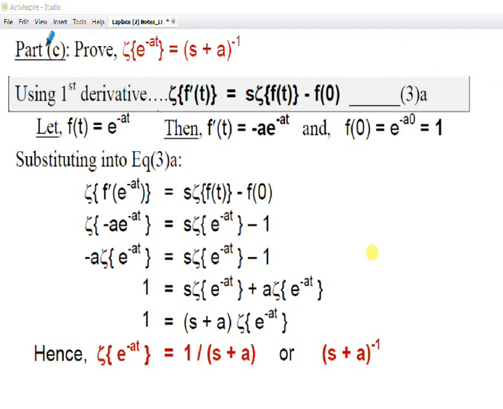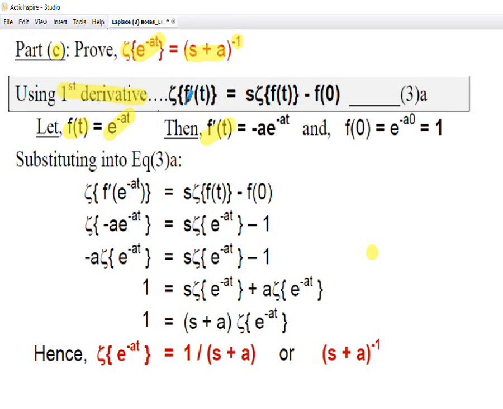Okay, looking at part C here, we're asked to prove the Laplace transform of e to the minus at is equal to s plus a to the power of minus 1. In other words, 1 upon s plus a. We're going to use the first derivative again of the Laplace transform. In this case the function of t is equal to e to the minus at.